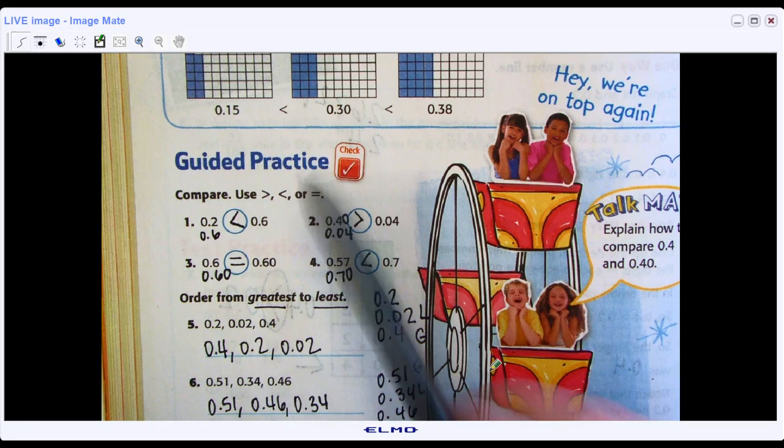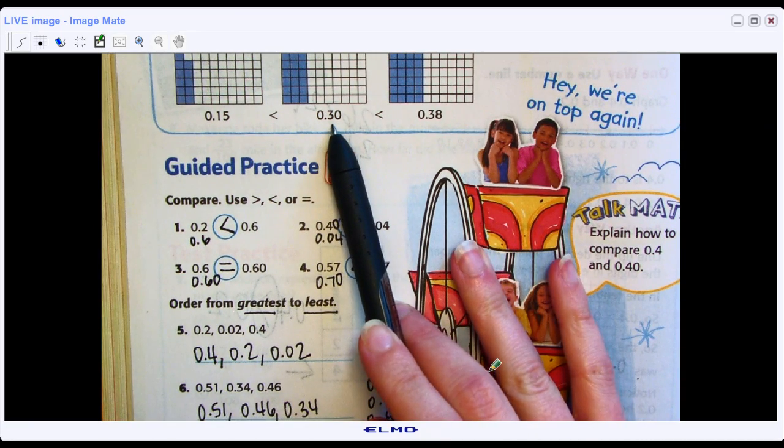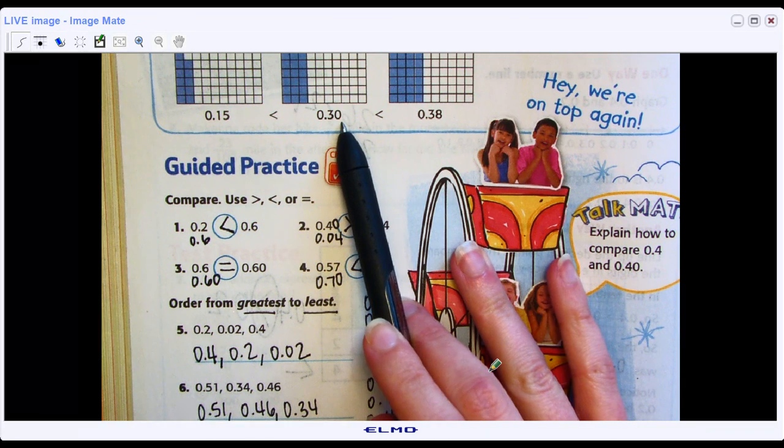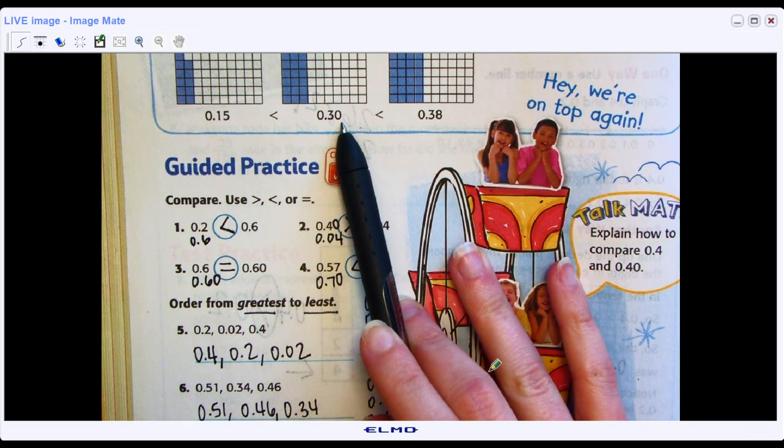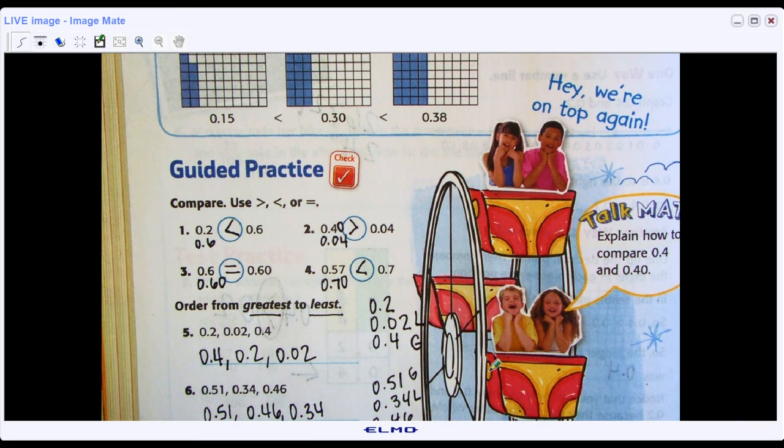This place closest to the decimal is the tenths, which has more value than that next one, which is the hundredths. So make sure that when you are doing your work, they have the same amount of digits and that you pay attention to the greatest or least.